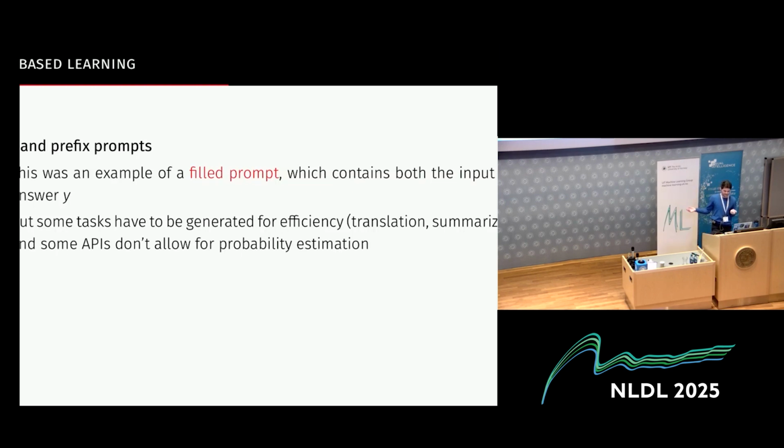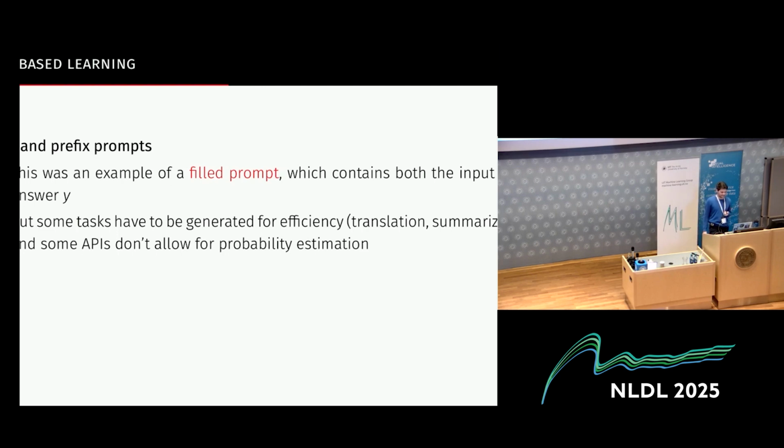So that was a filled prompt, which we can use for any kind of classification task where we have just a small, limited number of labels. Another option, of course, is to generate some output freely, which you will need for a lot of tasks. For example, for machine translation or summarization, where you don't really have a label. We just have to generate some other text sequence.